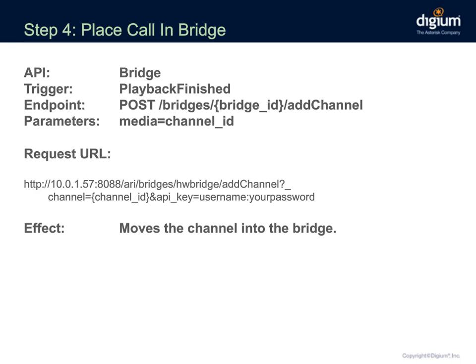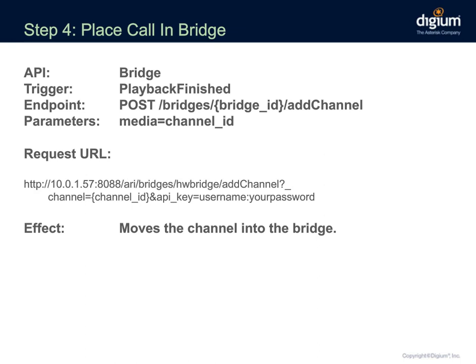And then we'll use the add channel method, and we'll pass in parameters, and that's going to be the channel ID. So if you look here, you'll see in the request URL, here's our bridges, and we named the bridge we created HW bridge, for Hello World Bridge, and then add channel, channel equals, and then the channel ID, and then the API key again. Each function you call will actually require that API key. That will move the channel into the bridge.